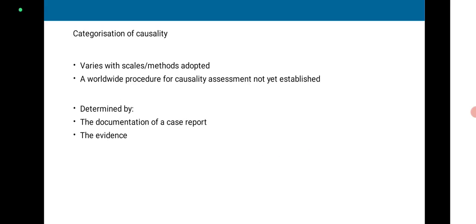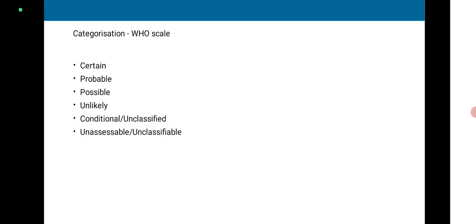Why are these different scales used, and what are the advantages and disadvantages? These scales don't have a common platform for validating, or they are not commonly validated. So each causality assessment can vary with the scale or method adopted. A worldwide procedure is not yet established. So these data are determined by the documentation of the case report and the occurrence of evidence. We'll see in detail about the WHO scale.